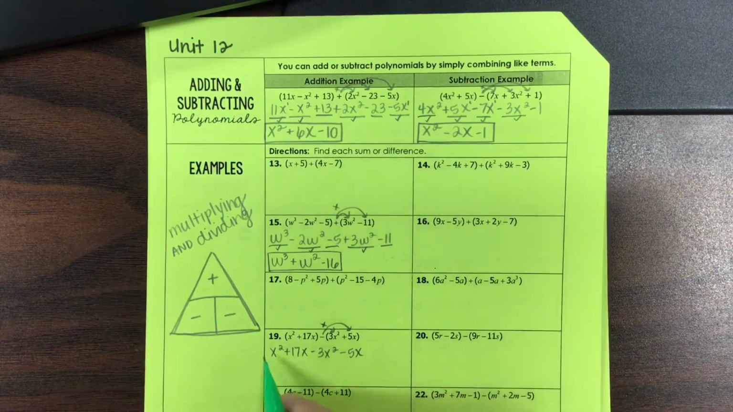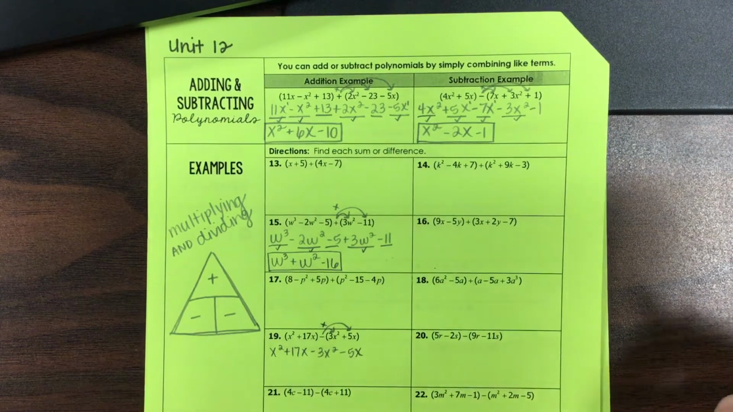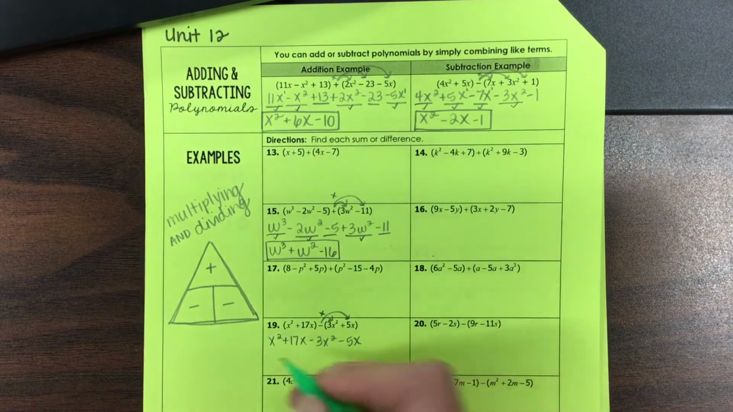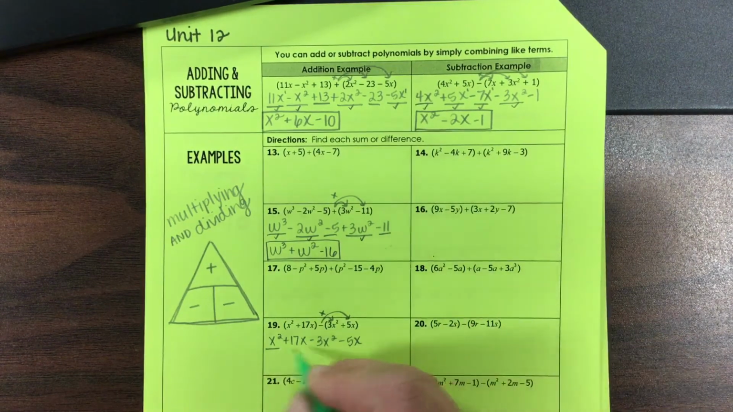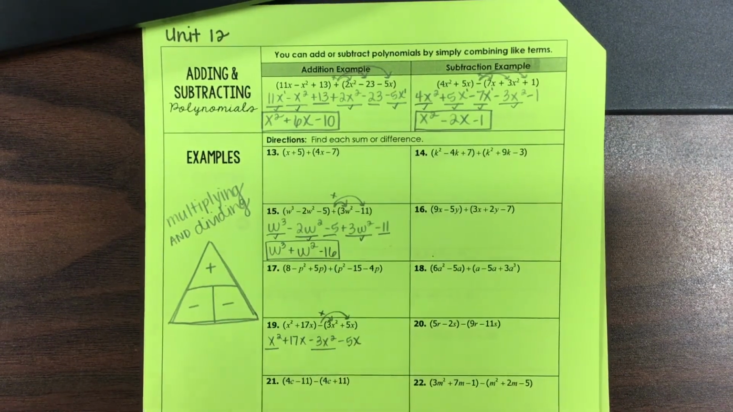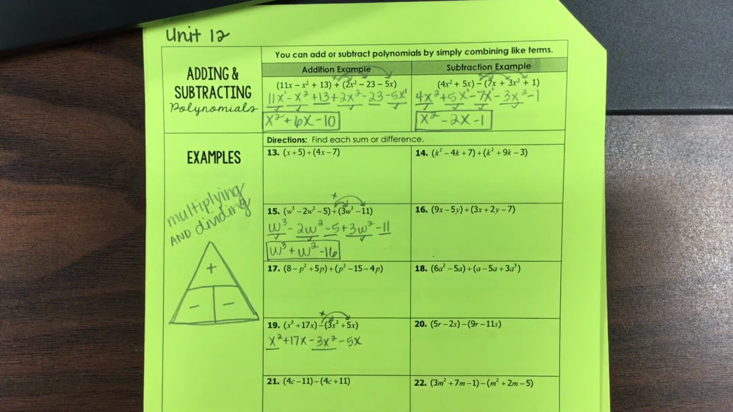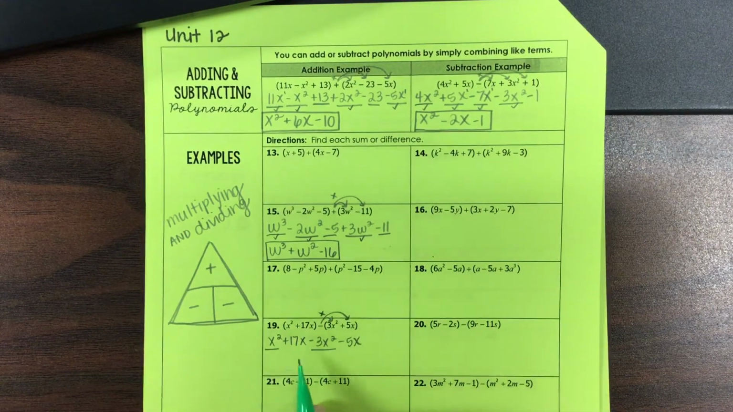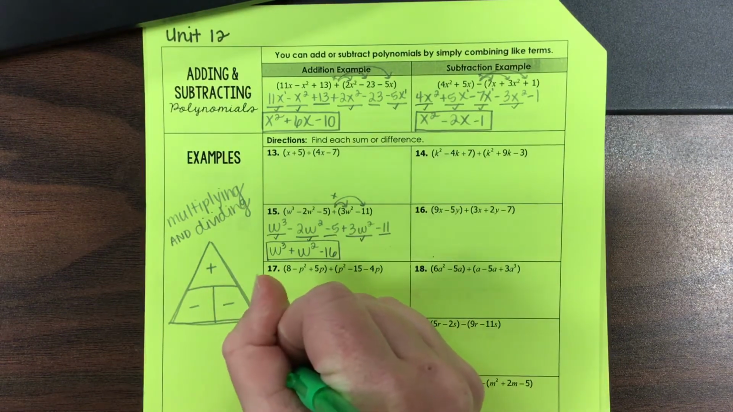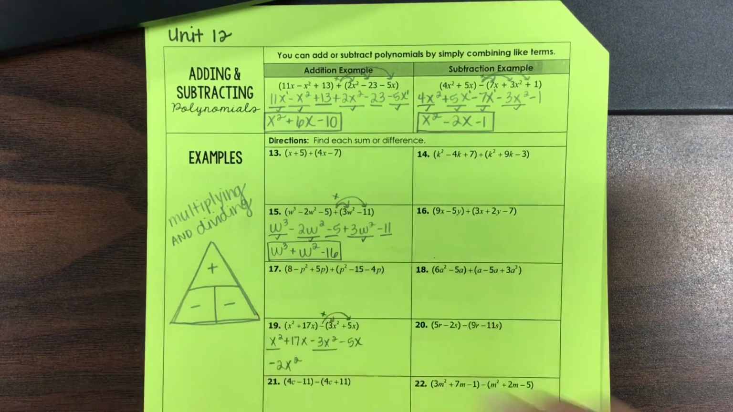Everything's x, so I don't have to worry about alphabetical order. Then from there, I just have to worry about my degree. So I have x squared, and then I have x squared there as well, which is my highest degree. So I have 1x squared minus 3x squared. If I plug that in the calculator, 1 minus 3, I would end up getting negative 2x squared. All right, so negative 2x squared.